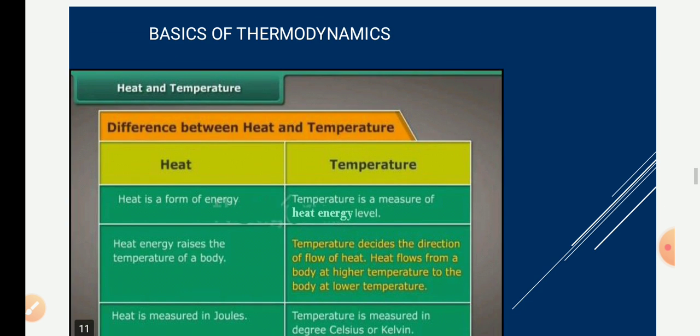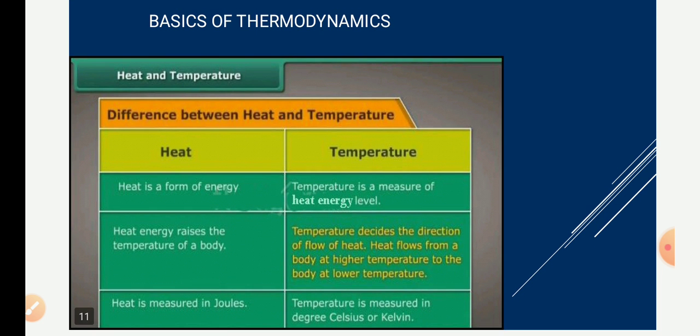Next, the difference between heat and temperature. Most people assume that there is no difference between heat and temperature, that these two terms are the same, but they are not right, because heat and temperature are both different. There is a difference between heat and temperature.